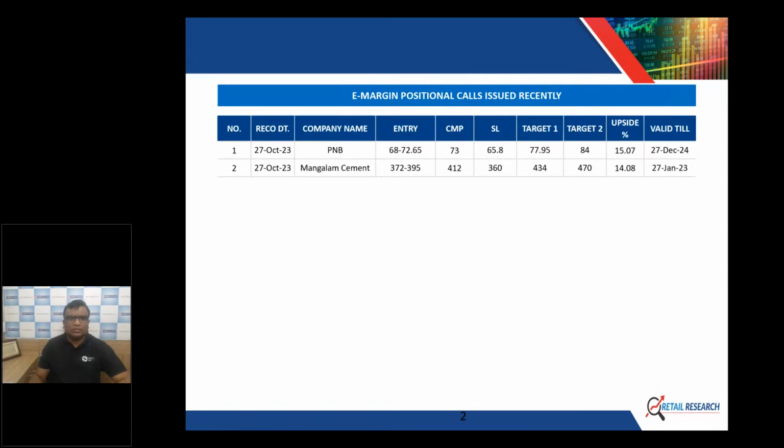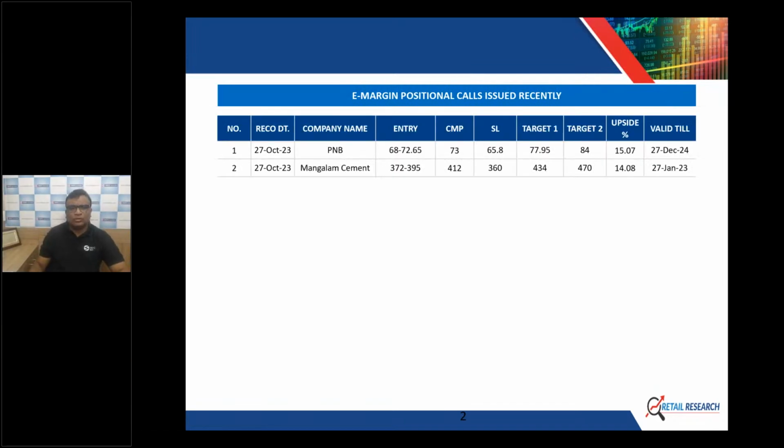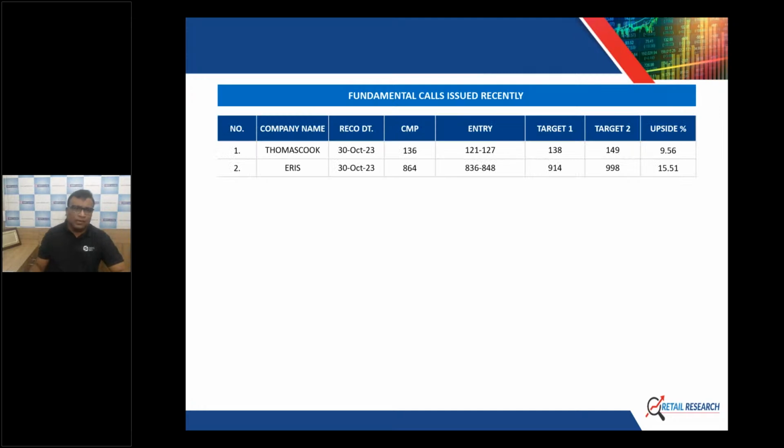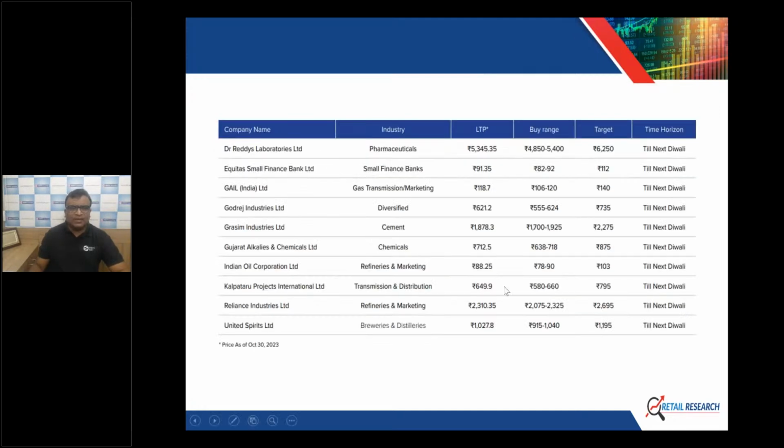Okay. So this week we have issued two MTF e-margin BSPL recommendations, Punjab National Bank and Mangalam Cement. We have also issued two fundamental recommendations, Thomas Cook and Eris. Apart from that, we have issued a Diwali report, the Samvat 2080 report, where we have recommended these 10 stocks. This report is available on our website.